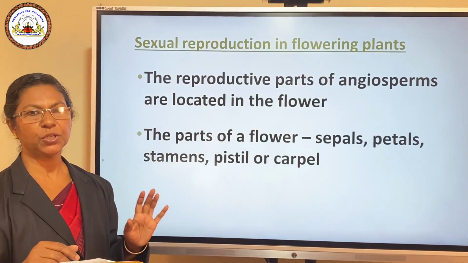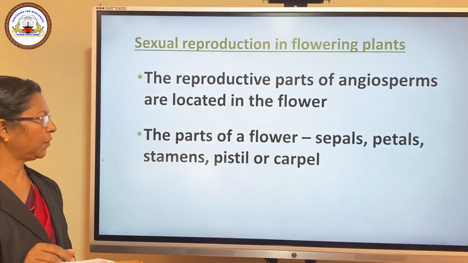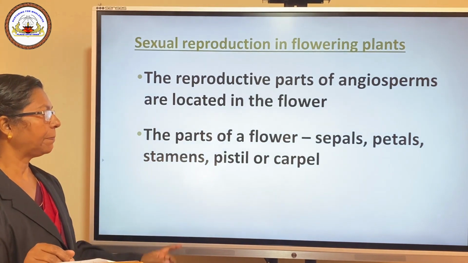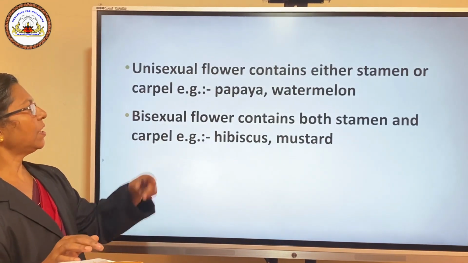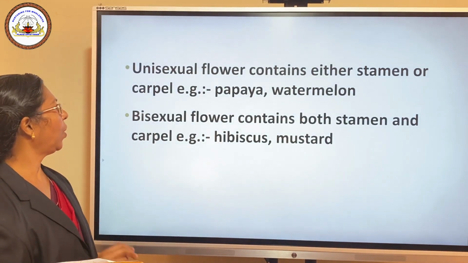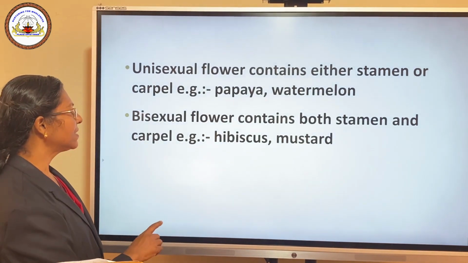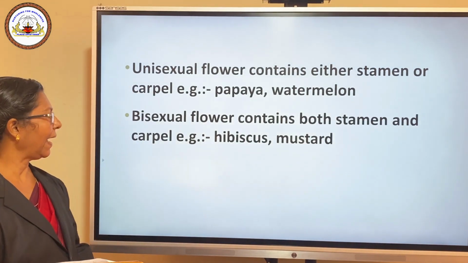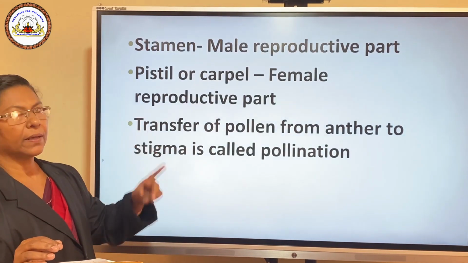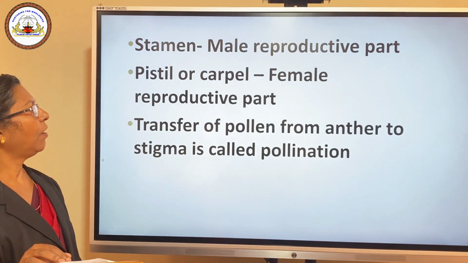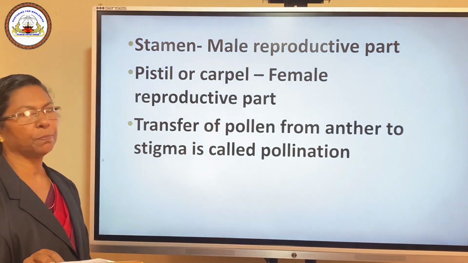You can see the portion that I told now on this screen. The reproductive parts of angiosperms are located in the flower, and the parts of a flower are sepals, petals, stamen, pistil or carpel. A unisexual flower contains either stamen or carpel, for example papaya, watermelon. A bisexual flower contains both stamen and carpel, for example hibiscus, mustard. Stamen is the male reproductive part of a flower, and pistil or carpel is the female reproductive part of a flower.